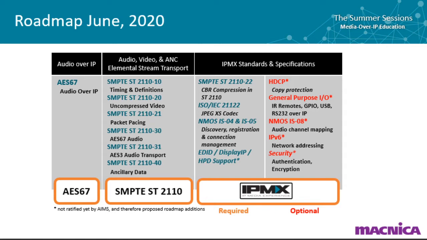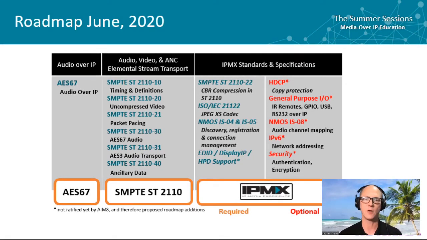General purpose IO and USB, huge in the Pro AV industry. Actually, just huge in broadcast too. I mean, GPIO is a big topic around IS-07 with NMOS. In the Pro AV market, it's all KVM, right? Keyboard, video, mouse, that ability to have a monitor here and a computer anywhere else in the facility. That's a big use case that really drives that requirement. And then the other ones, audio channel mapping, that gets kind of into the weeds. We won't cover that, but IPv6 and security, those are common things that people know about in the IT world.